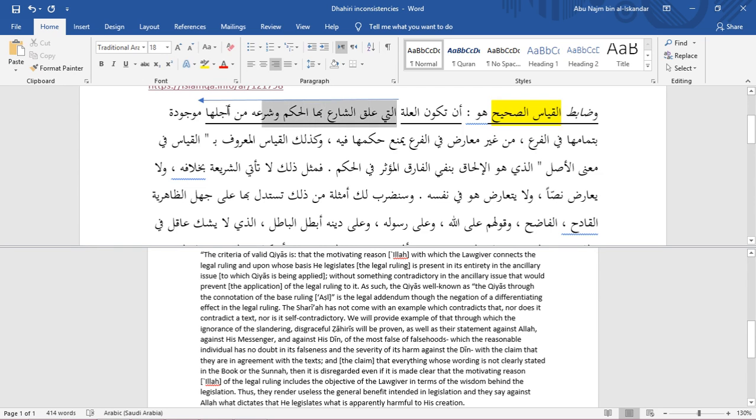So this is a phrase that begins with the demonstrative pronoun allati. So all of this is modifying this. But the actual sentence is أن تكون العلة موجودة بتمامها في الفرع. Okay? You see what I'm saying? You have to understand that these phrases go together.